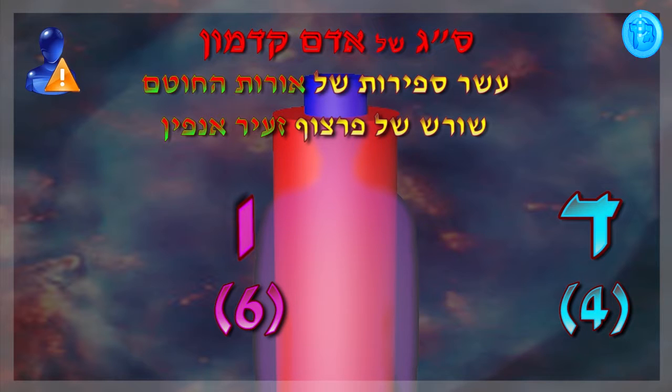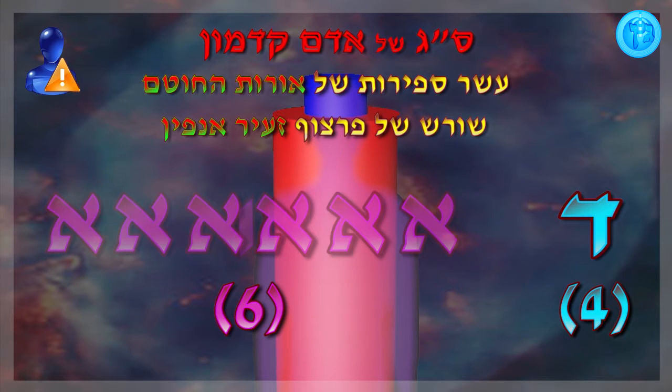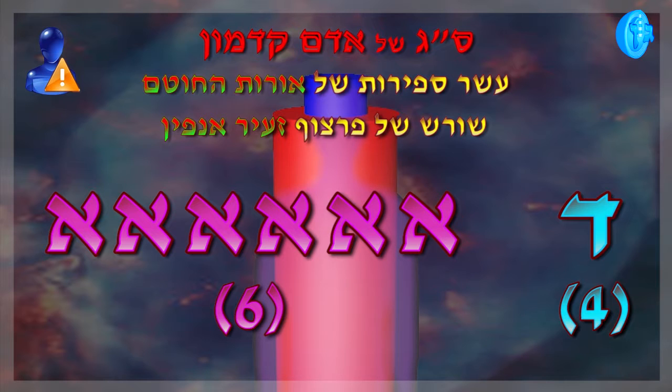Regarding this letter Vav, we already learned in our last video lesson how it split into 6 Aleph letters. But what became of the other letter, i.e., the letter Dalet? Well, the Arizal teaches that this letter Dalet did actually remain one whole letter. And unlike the letter Vav, it did not split into 4 individual Aleph letters that also have a combined gematria of 4. What secret does this letter Dalet allude to?